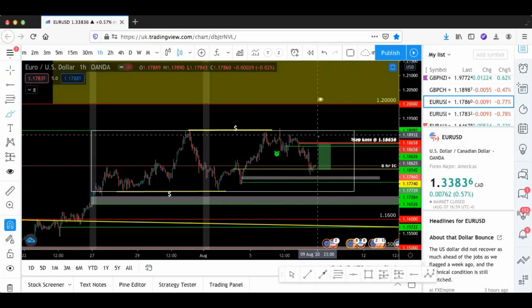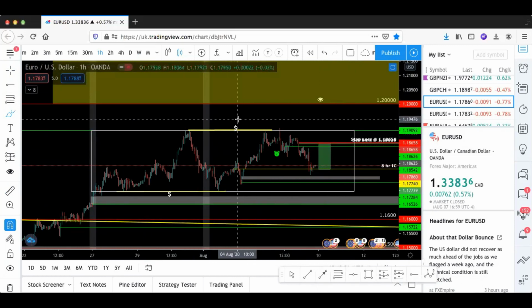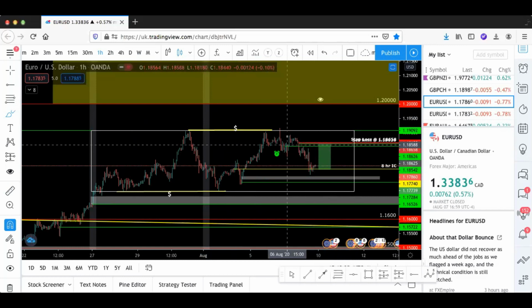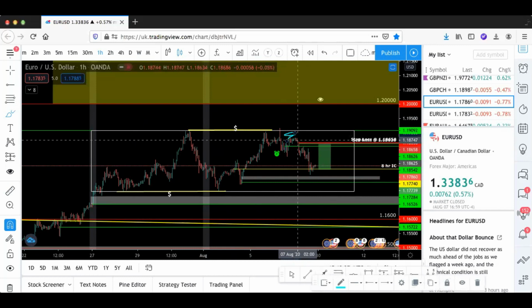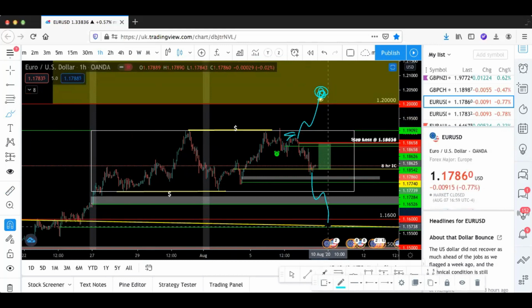In the meantime, if we break this range with this low, because we have liquidity up here, if the price breaks this level, then we'll have a potential to move higher to this area, which is where we are expecting price to reach up here. If the price breaks this low of the range, then we have potential for the price to move lower.